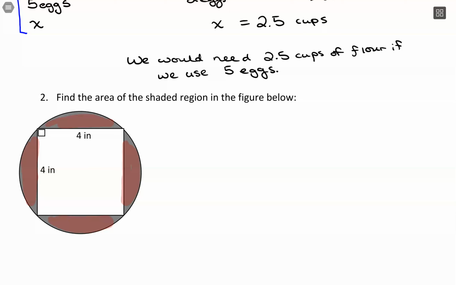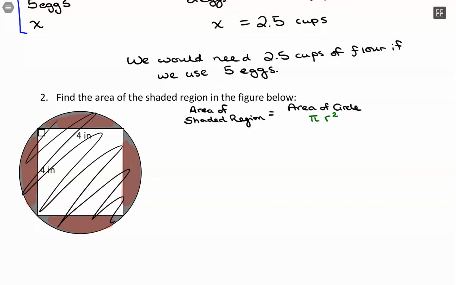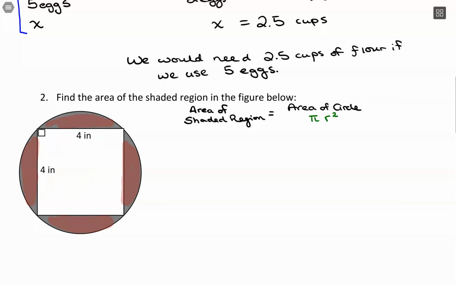So what I could do is map out, if I want this area of the shaded region, something I'm going to need to do is take the area of the circle. I need the area of the larger piece. And I'm going to go ahead and write in my formula. So area of a circle is pi r squared. And once we have that larger area, if I did that formula, I'd have area for this whole thing, but I want to take out the area of that square.